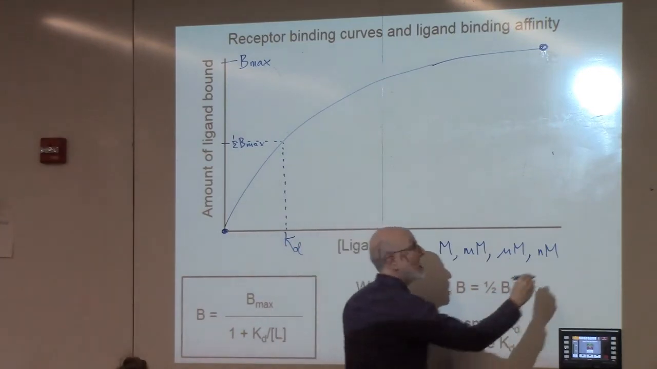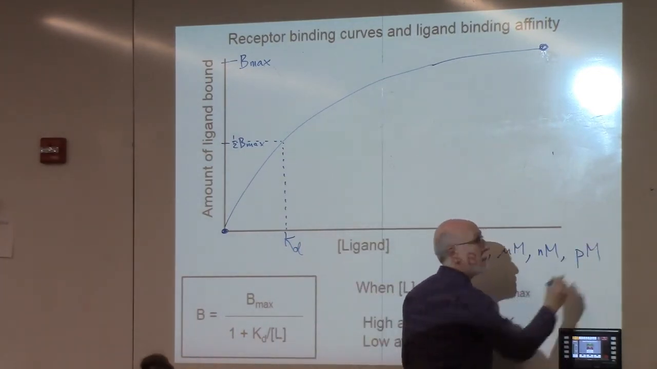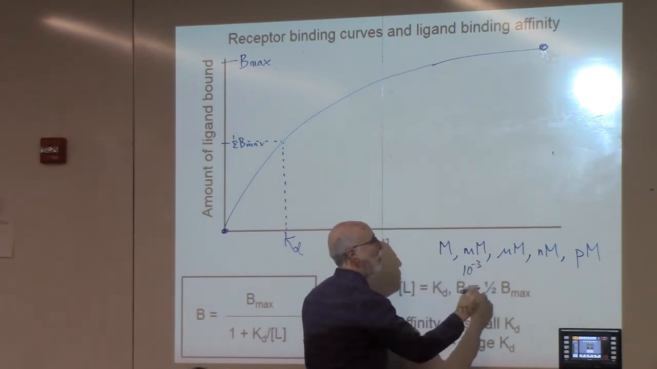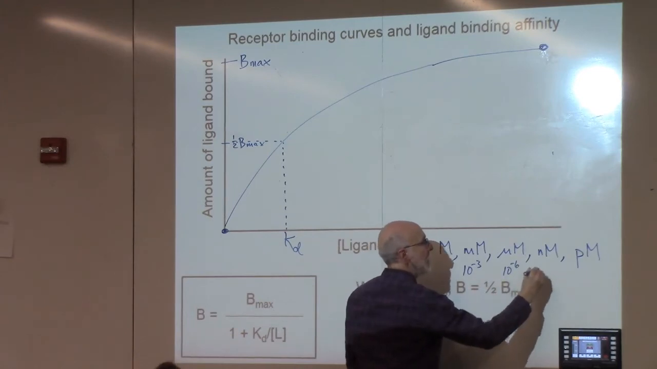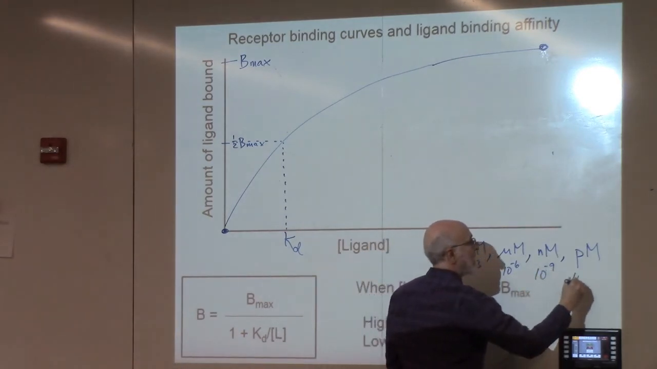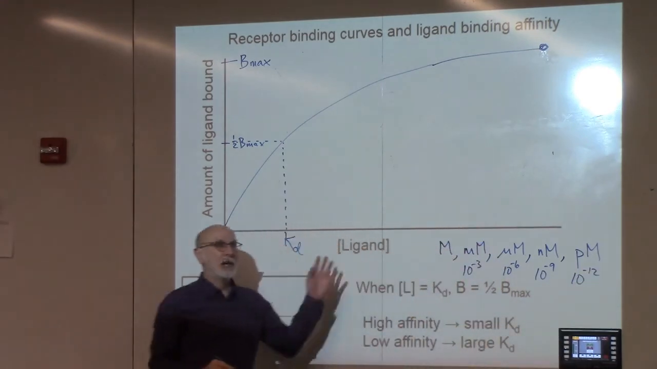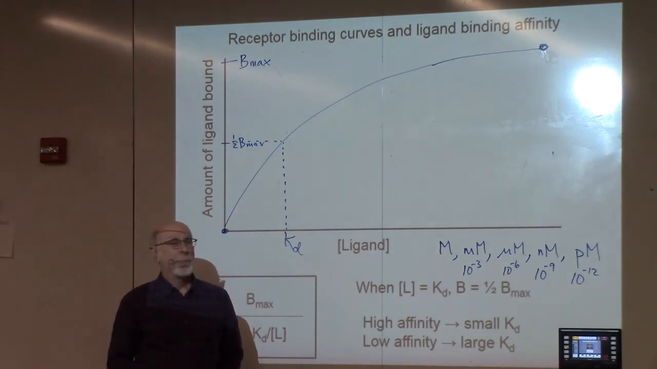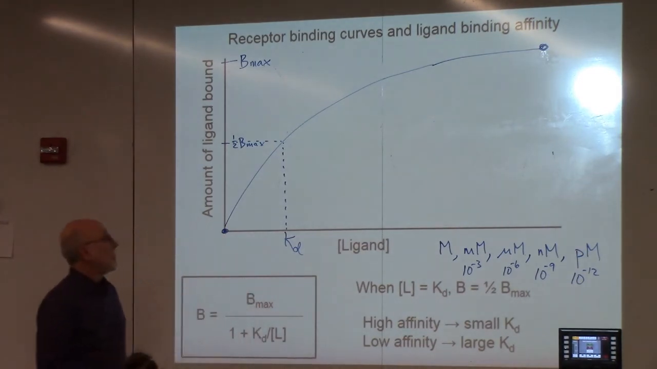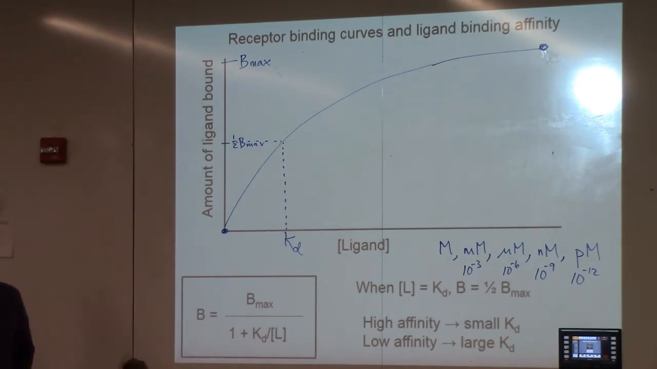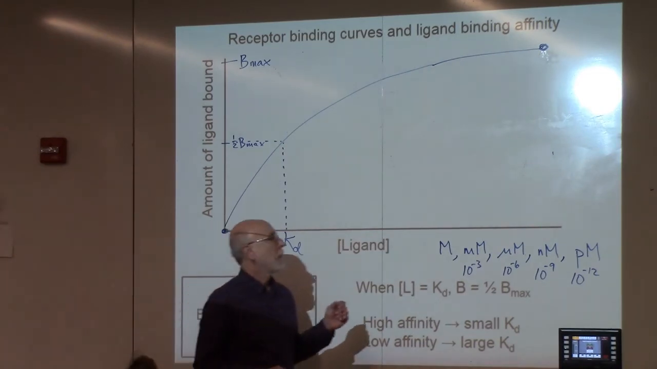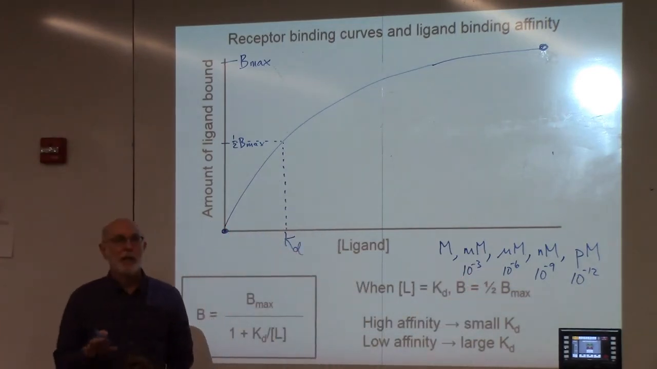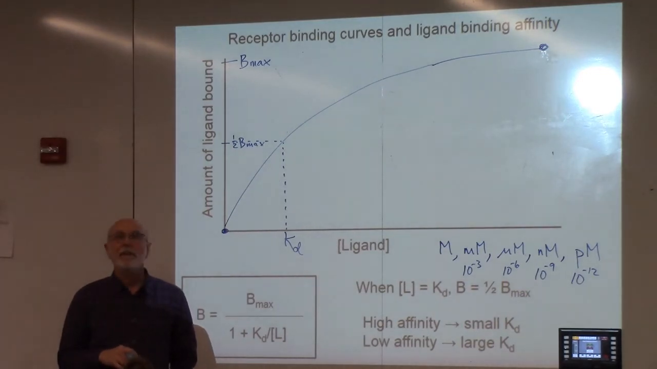When we get to hormones, we're going to talk about some that have an affinity of picomolar, 10 to the minus 12. So 10 to the minus third molar, 10 to the minus sixth molar, 10 to the minus 9 molar, 10 to the minus 12th molar. You're going to start to get good at just knowing these. You may already be good at it. So just to give you a sense, if the Kd is in the micromolar range, it's sort of midland affinity.